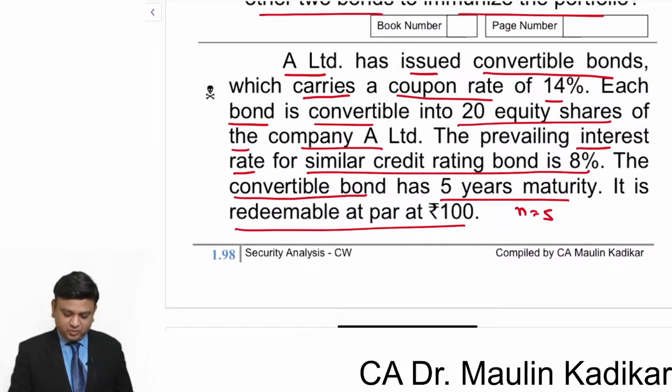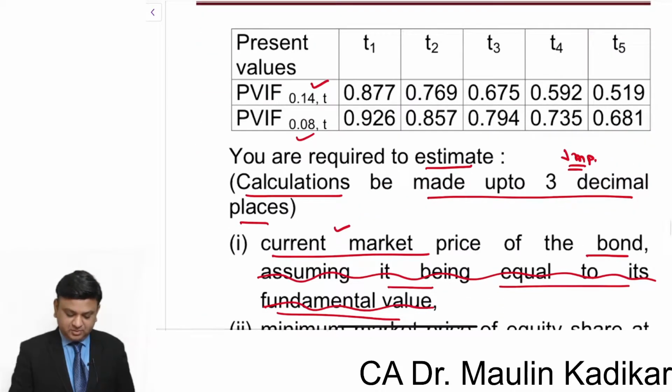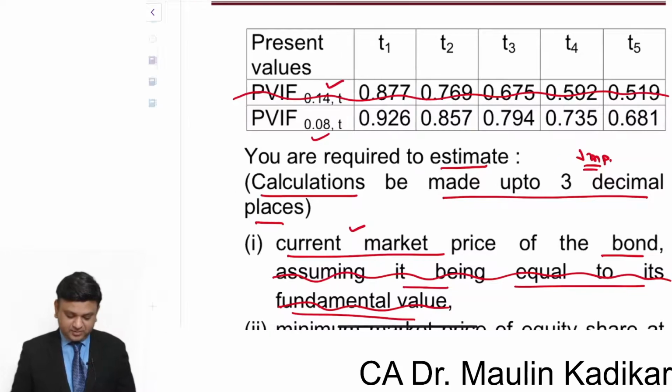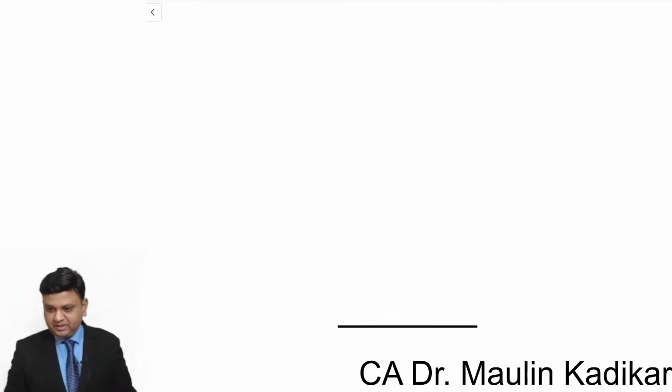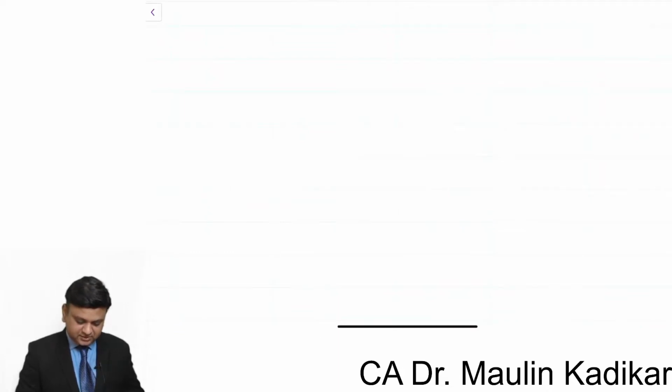Information is provided that the coupon rate is 14% and the discounting rate is 8%. So the discounting factor at 14% is provided just to misguide us. So be careful that we are not misguided by that. Let us answer the question.